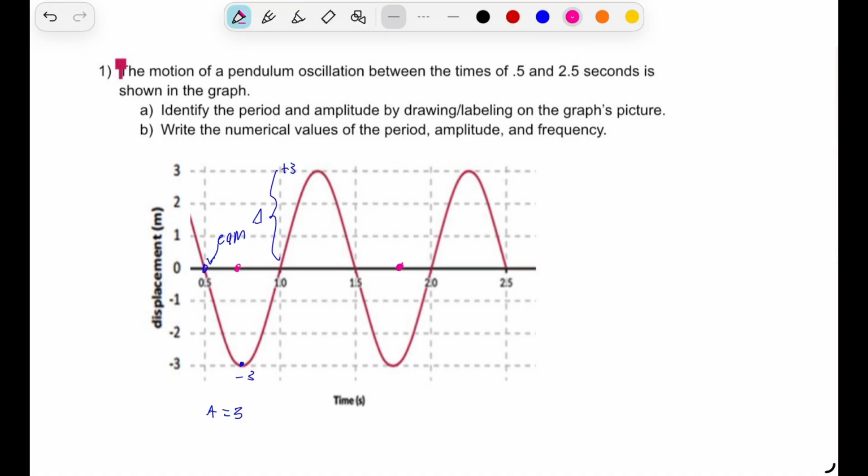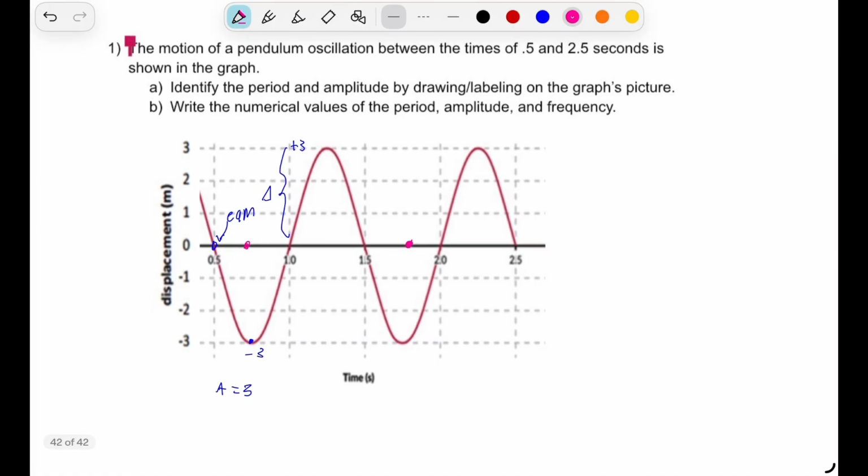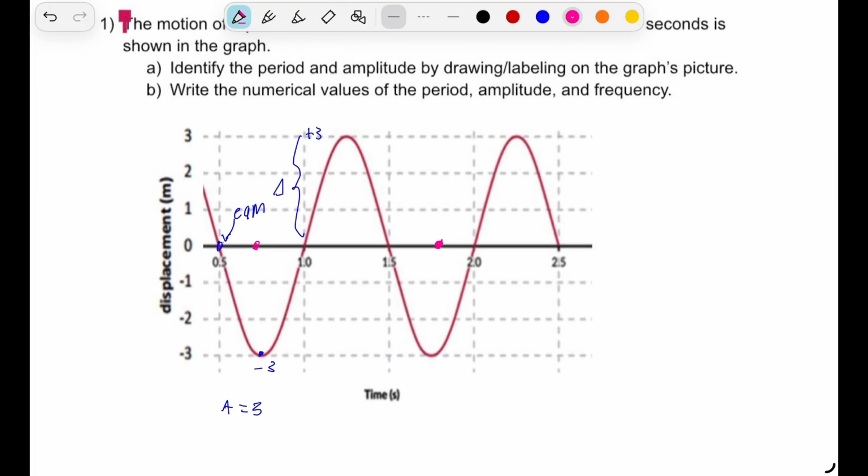So here we have time that is graphed against displacement, and we can see that the equilibrium point is when your time is equal to 0. And that is going to be at x is equal to 0, and we're going to call this the center of oscillation. After this, we have to find the amplitude.